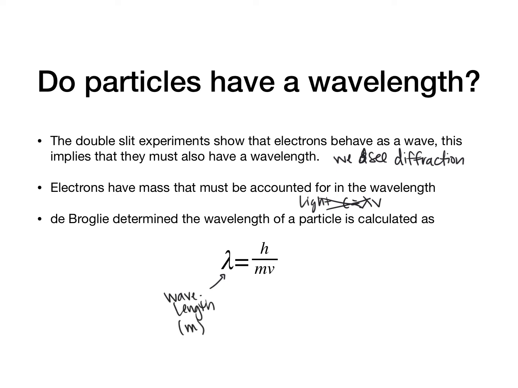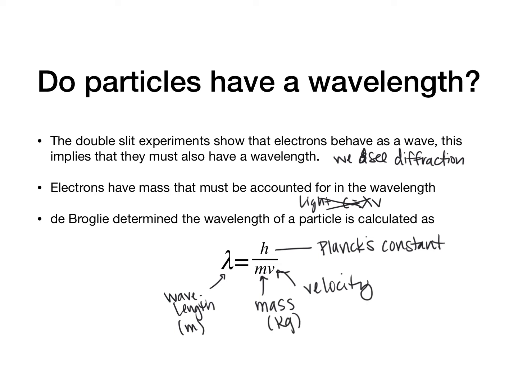In meters. This is Planck's constant. And then we have the mass multiplied by the velocity. And this needs to be in kilograms, and this is going to be in meters per second. So we can determine the wavelength of any particle.